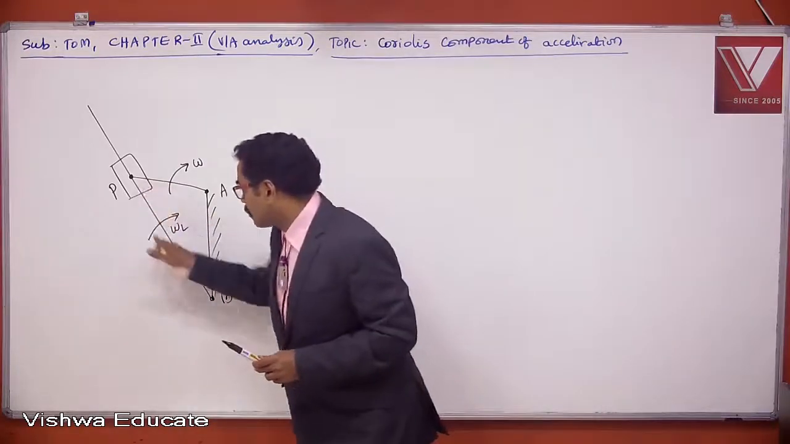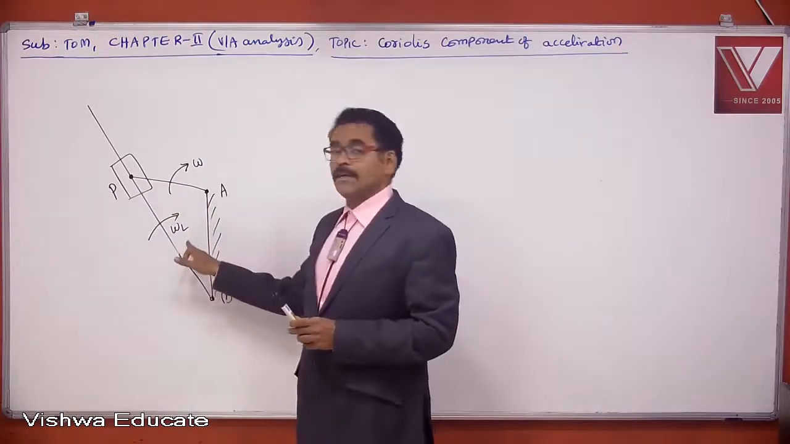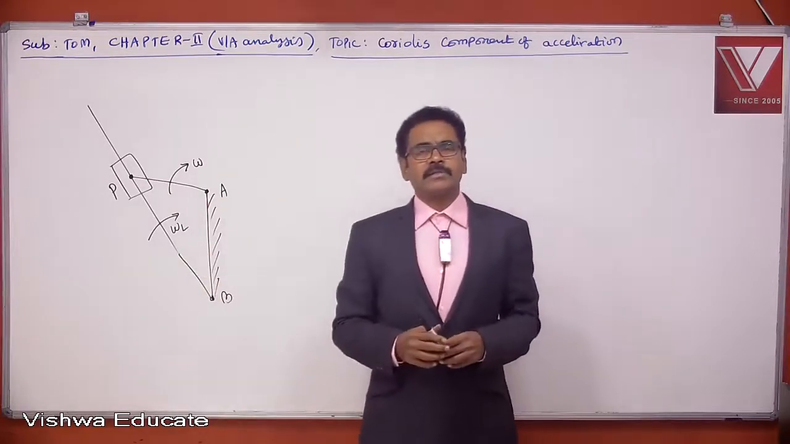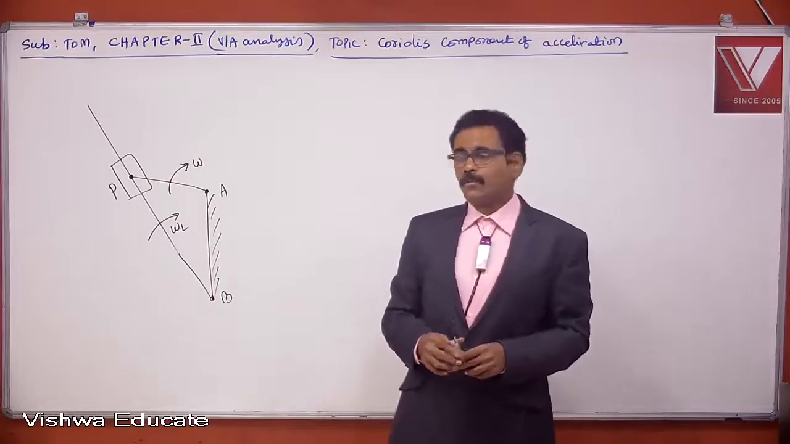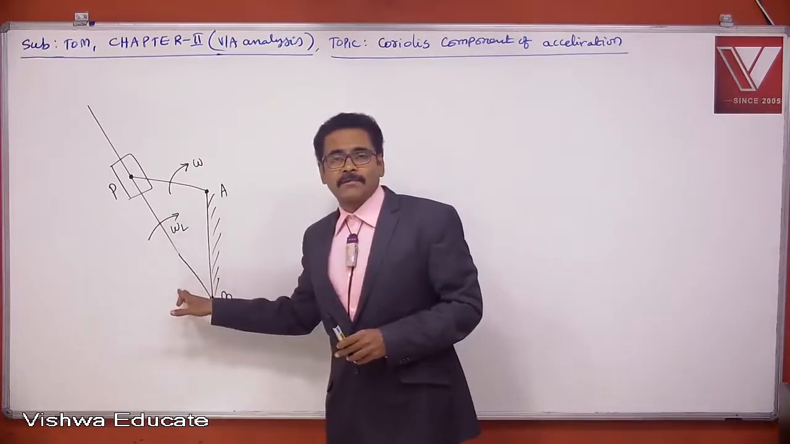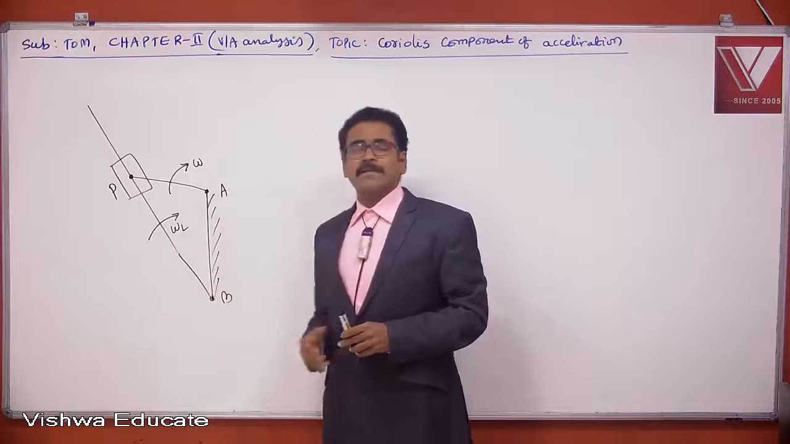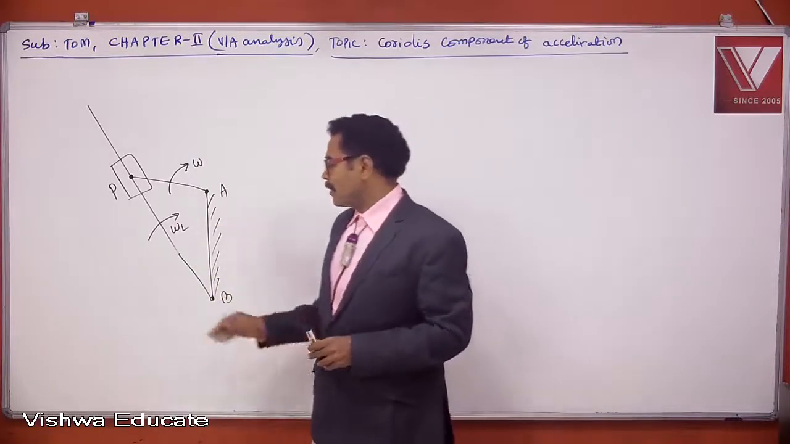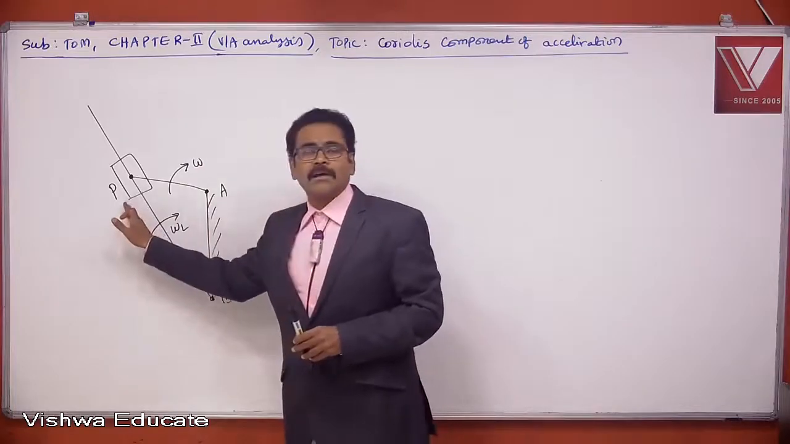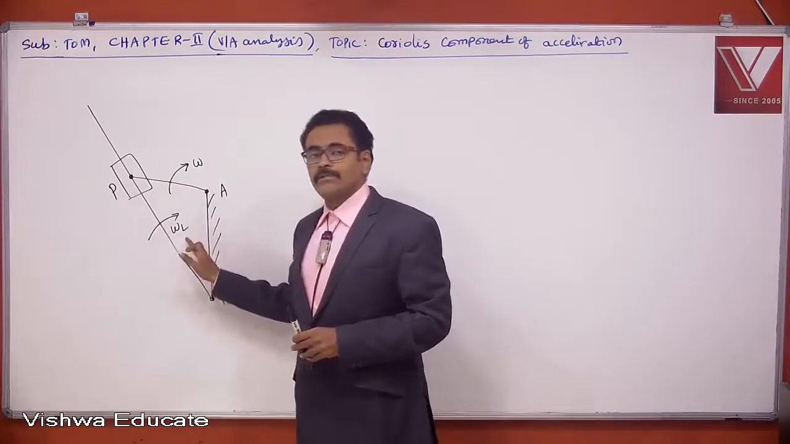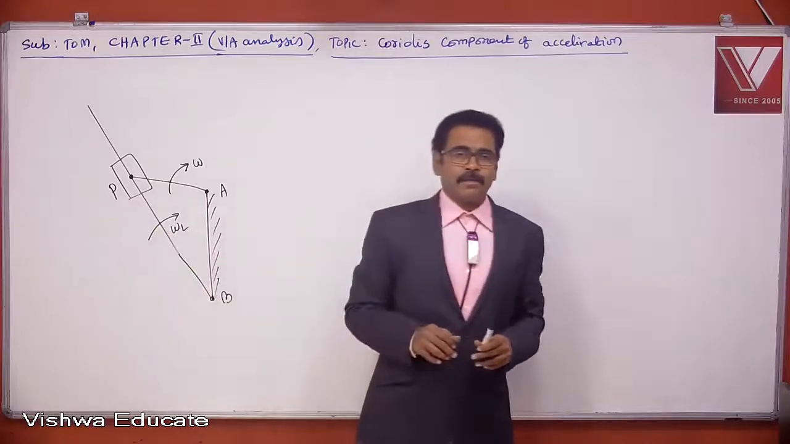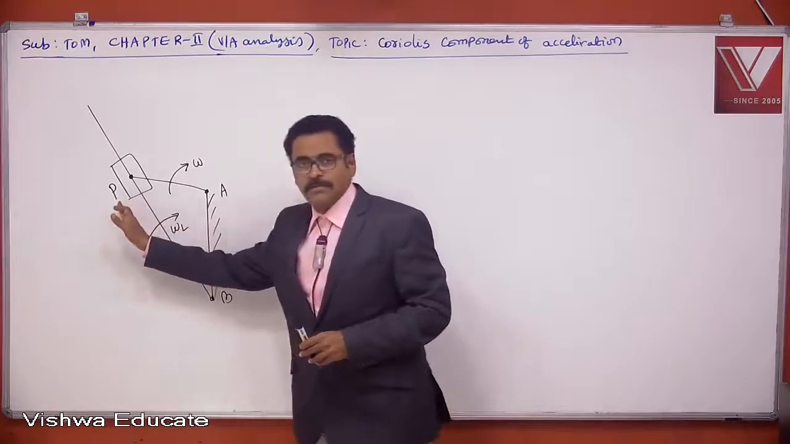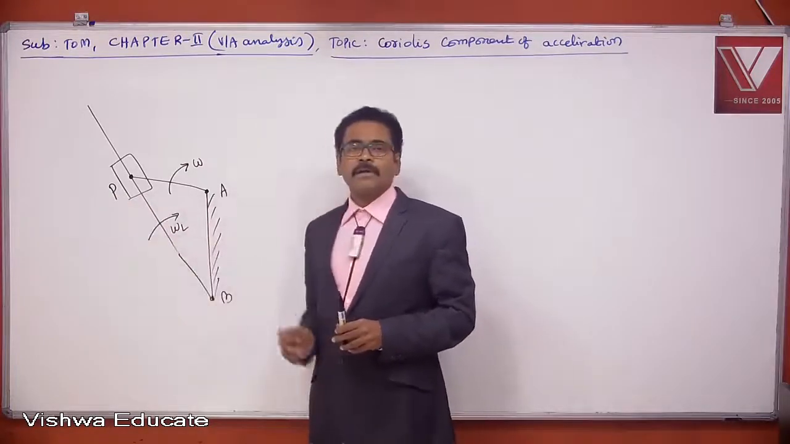Slider is lying on lever and lever is rotating. Since lever is rotating, every component which is lying on lever also will rotate. Lever is rotating with an angular velocity of omega L. Whatever is present on lever also will rotate. So along with lever, the slider also will rotate with angular velocity of omega L. That means P also will rotate. P is carrying rotary motion because of rotation of lever.